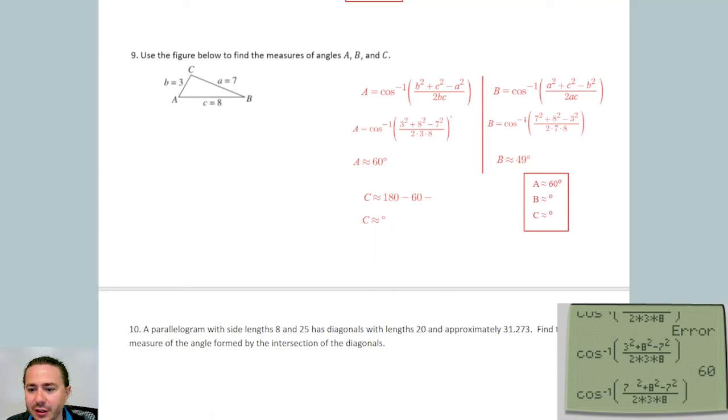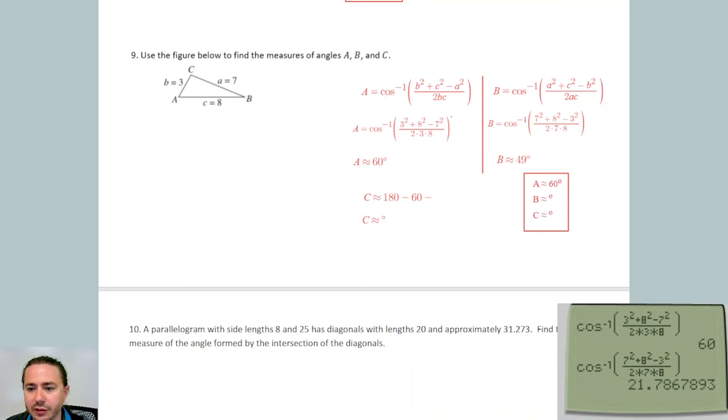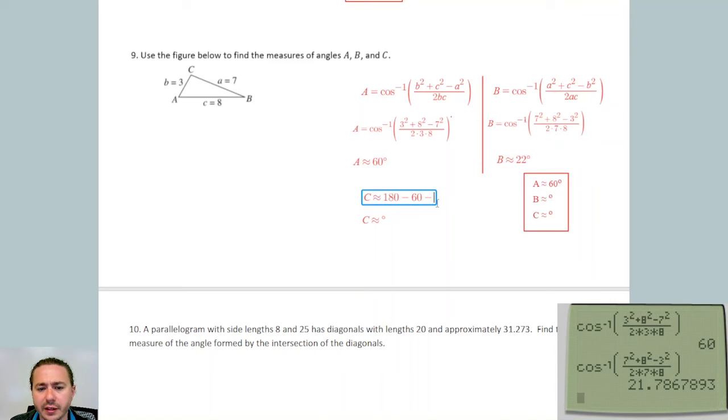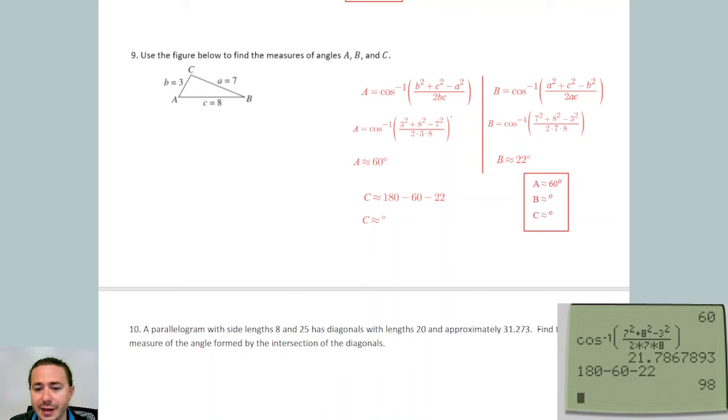Okay, so 7 squared plus 8 squared minus 3 squared. Yeah, it should all be good. And then we got 2 times 7 times 8. Yep. Did I do the last one right? Yes, I did. Just want to double check that because you guys have seen what's been happening. Okay, so we get about 22 degrees here. And then my C should be 180 minus 60 minus 22. All right, so we get about 98 degrees.